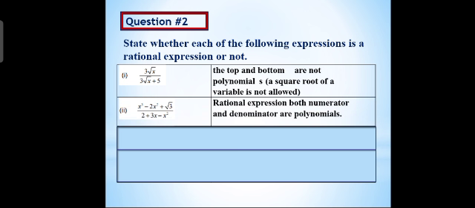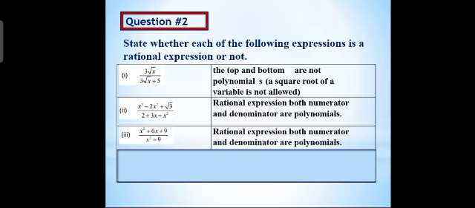Next, x cube minus 2x square plus square root of 3 over 2 plus 3x minus x square. You can observe the top one is a polynomial, and the bottom one is also a polynomial. So this is a rational expression because both the denominator and numerator are polynomials. Next one, x square plus 6x plus 9 over x square minus 9. This is also a rational expression. Both numerator and denominator are polynomials.